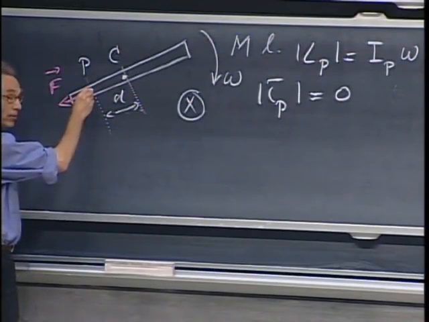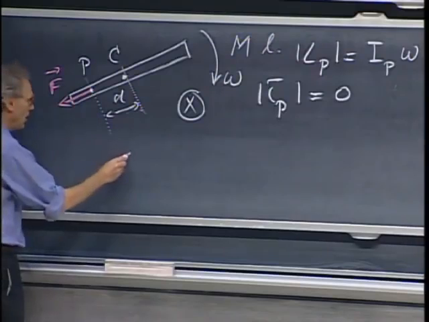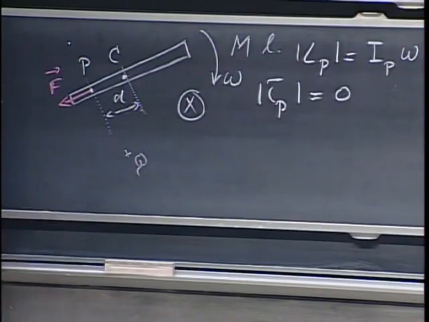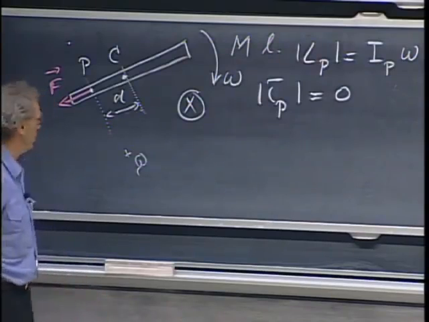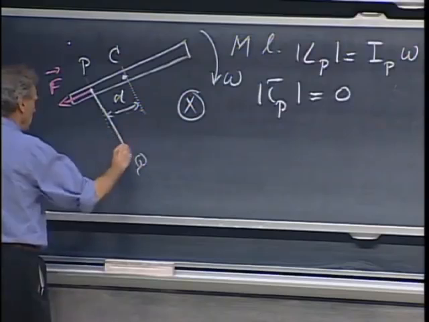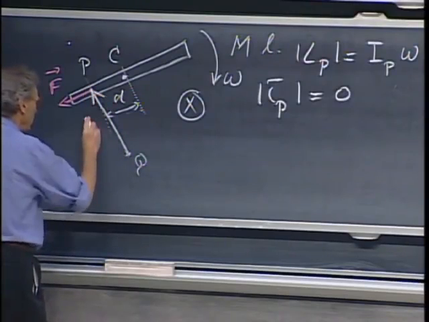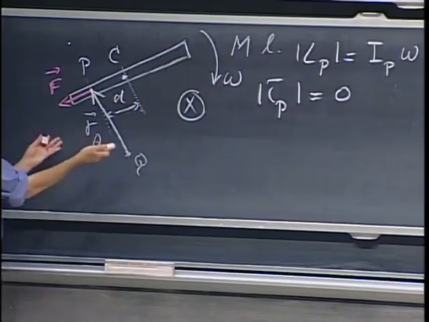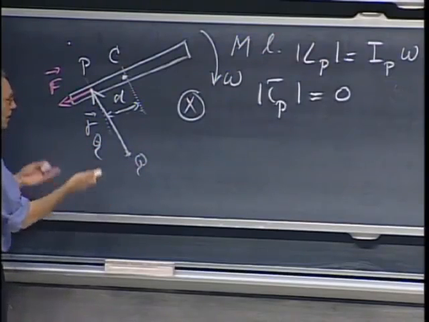Take any other point, doesn't matter which one you take. Take this point Q, take this point here, take this point here, and angular momentum is not conserved. You immediately see that if I take this point Q here, that this is the position vector, and you see that R cross F is not 0. So there is a torque relative to point Q. Angular momentum is not conserved. Only this point, that point is very special.